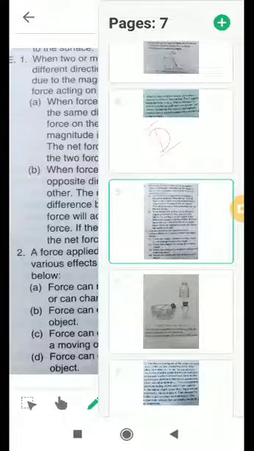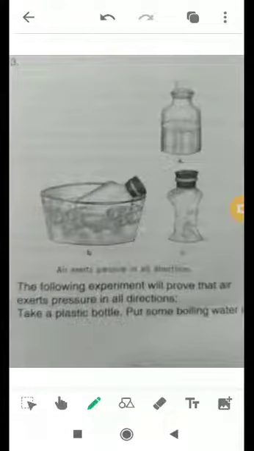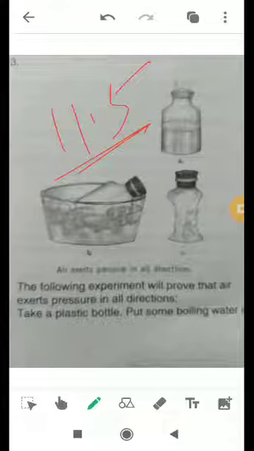Now come to the next part. Describe an experiment to show that air exerts pressure in all directions. For this, you have to write the activity which is given on page 150 of your book. This is activity number 11.5. In this you have to take a bottle filled with hot water, let the steam go out, then place it in ice cold water. You will find that the bottle becomes like this, meaning it exerts pressure, atmospheric pressure, in all directions.